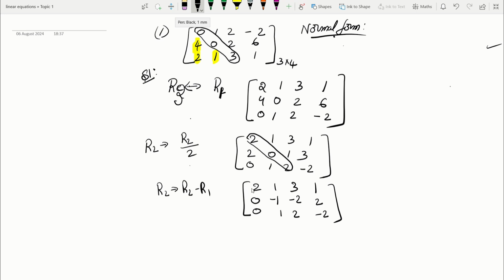And identify the diagonal elements. Make the elements below the diagonal 0. So our aim is to make this 0. Correct? Then 2 minus 2 only, na. R2 implies R2 minus R1 I can do. Then what happens? 2 1 3 1. 2 minus 2 is 0. 0 minus 1 is minus 1. 1 minus 3 is minus 2. 3 minus 1 is 2. Then 0 1 2 minus 2.